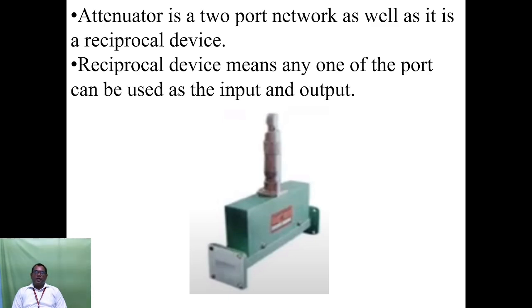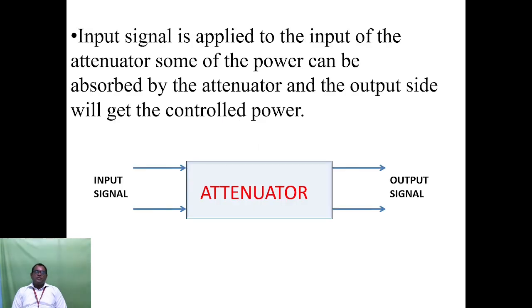This is the diagrammatic representation of the attenuator device. It is a two-port network as well as a reciprocal device. That means any one of the ports can be used as input or output. As I told you earlier, the attenuator is a two-port network, so one port acts as the input port and another acts as the output port. This is the diagram with the input signal at port 1 and the output signal at port 2 of the attenuator.